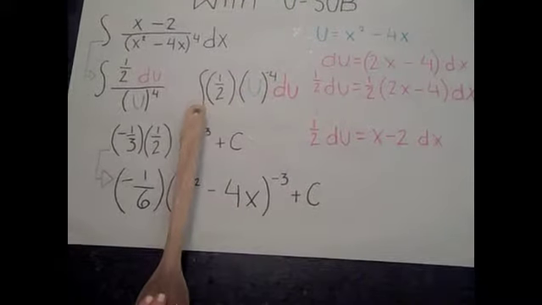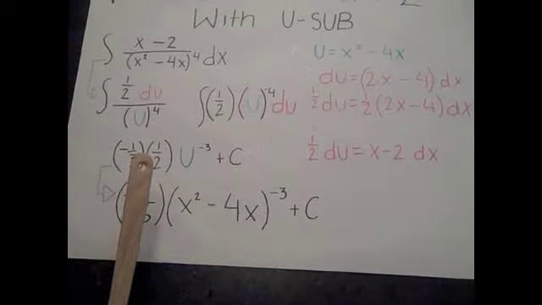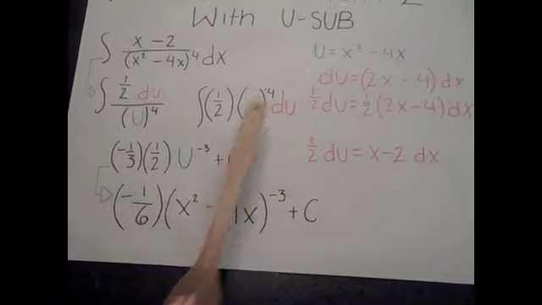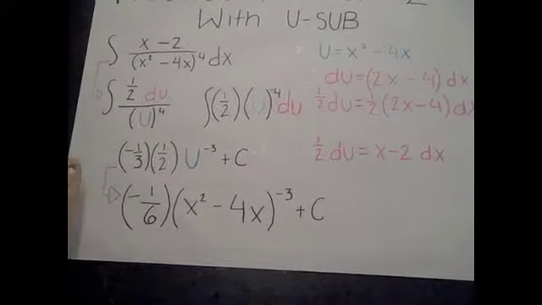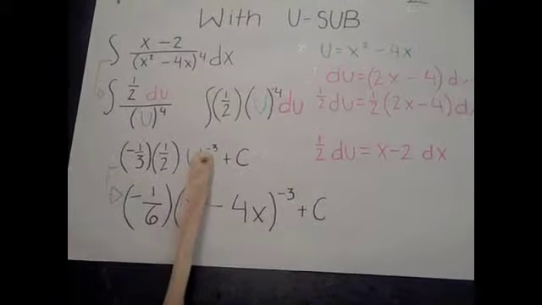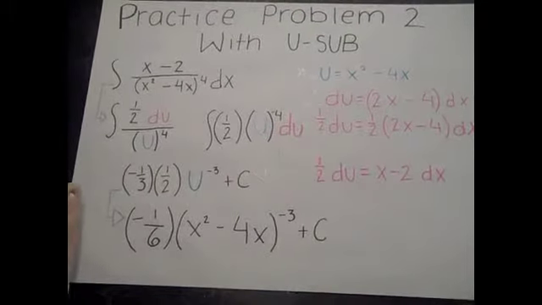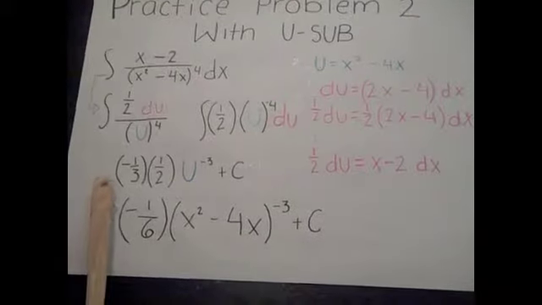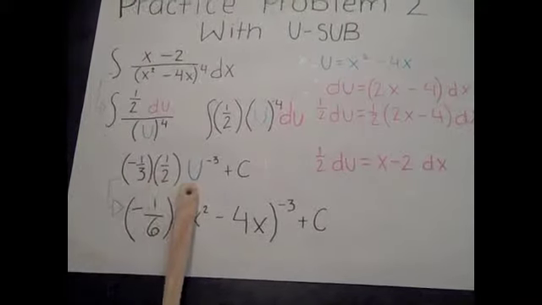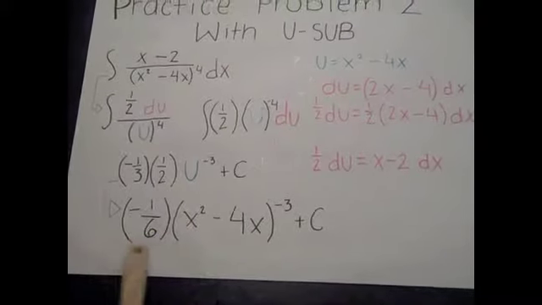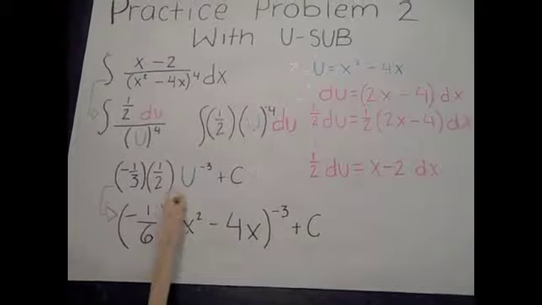To avoid the use of fractions, u is brought up and raised to the negative fourth. The next step is to raise the exponent by 1, setting it to negative 3, and then you divide the coefficient by negative 3, which is equivalent to multiplying by negative 1/3. By combining negative 1/3 and 1/2, the coefficient has been found. And the final step is to resubstitute u for what it was originally.